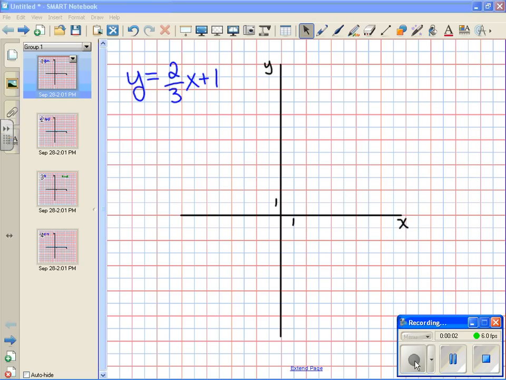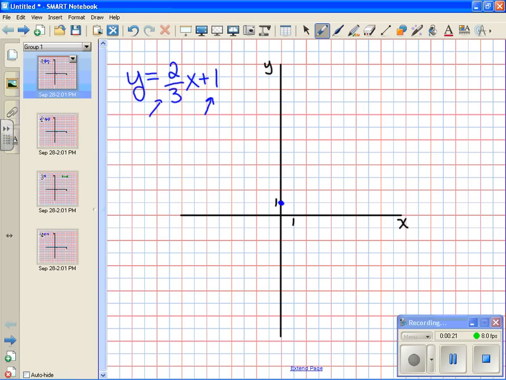Okay, I want to talk about the easy way to graph linear equations. When you have an equation that is in slope-intercept form, remember that here is the y-intercept. So we have a y-intercept of 1. So on the y-axis, you plot the point (0, 1).